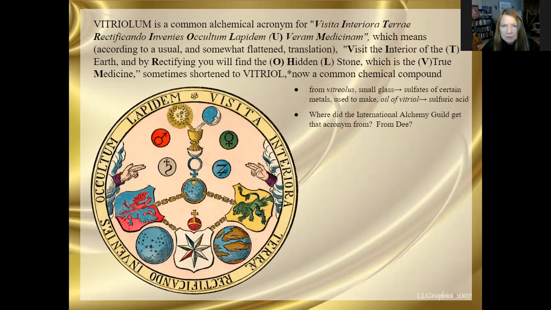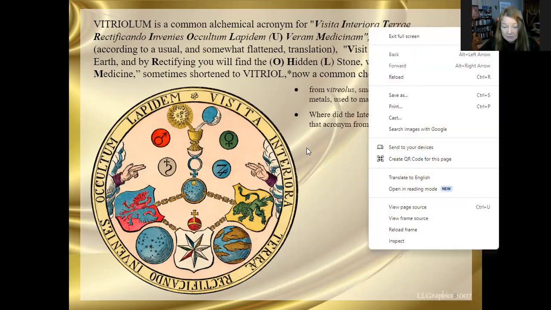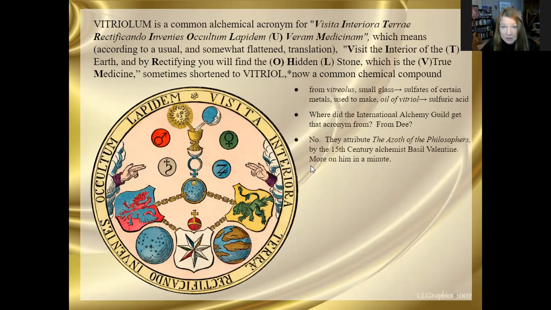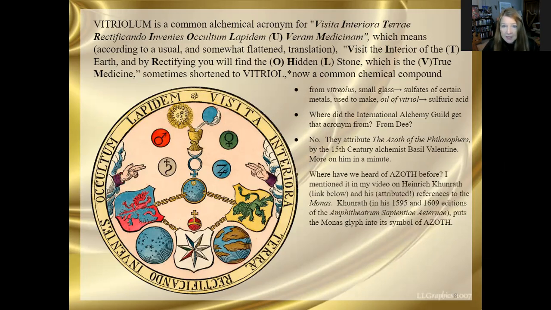What you see here, this beautiful seal, is from the International Alchemy Guild. And so you might think, oh, well, isn't that nice? They're using this on their seal. Where did they get that from? From John Dee? No, at least that is not what they say, and we certainly have no reason to disbelieve them. They attribute it to the Azoth of the philosophers by the 15th century alchemist Basil Valentine. More on him in a minute.